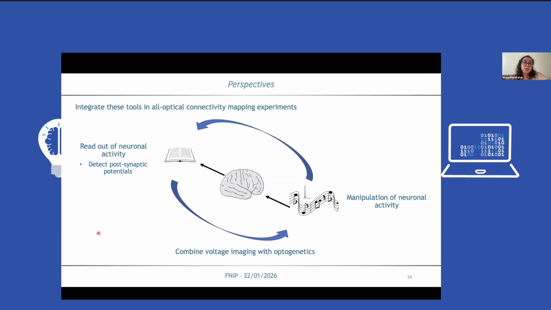Now that we are able to record action potentials, trains of action potentials, and potentially subthreshold events, what we want to do in the lab is to integrate all of these tools in all-optical connectivity mapping experiments. So we are currently working on 2 different axes. The first one is to detect postsynaptic potentials, and the second one is to combine voltage imaging with optogenetics.